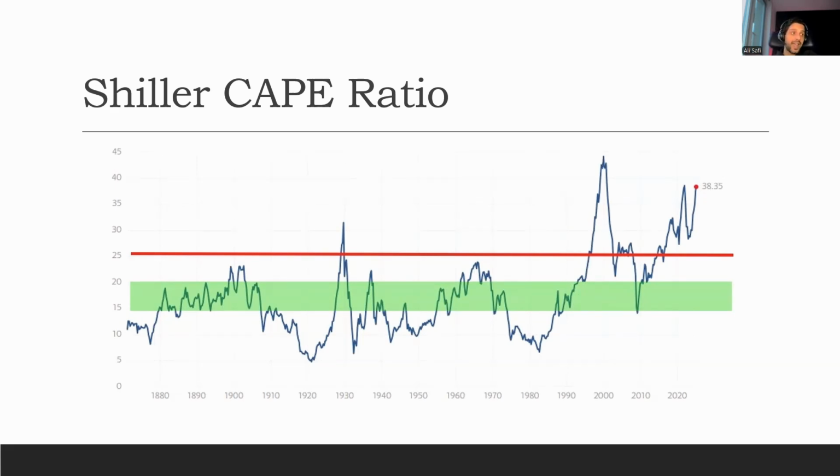So we are at 38.35. We're pretty close to the previous top here, which is concerning for me because if the next bear market comes, it's not going to be over in a few years. Probably we are going to stay in it for more than 10 years, which is going to be a multi-decade bear market.